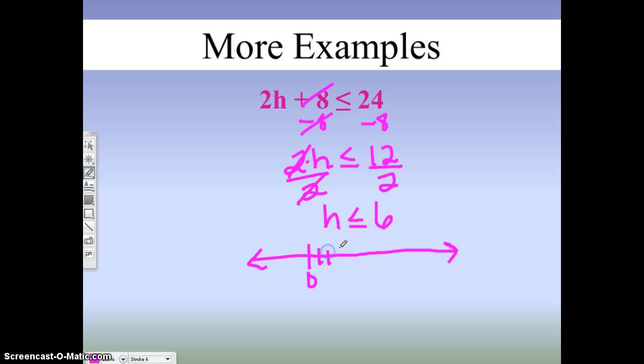0, 1, 2, 3, 4, 5, 6. All right, can h be 6? Does this make a true statement?